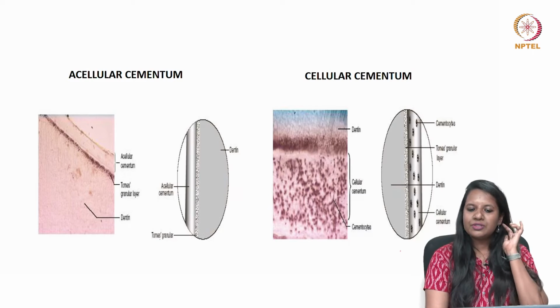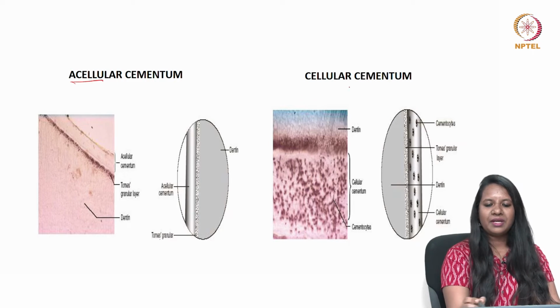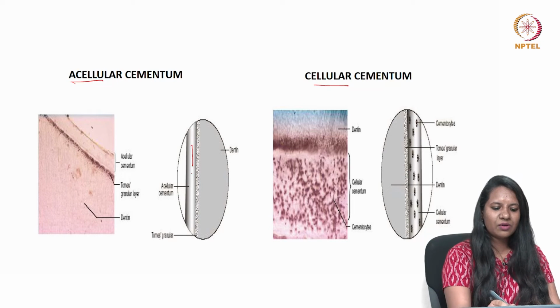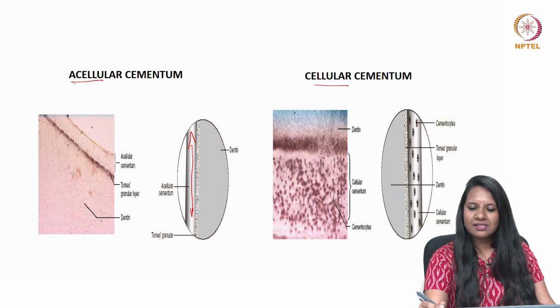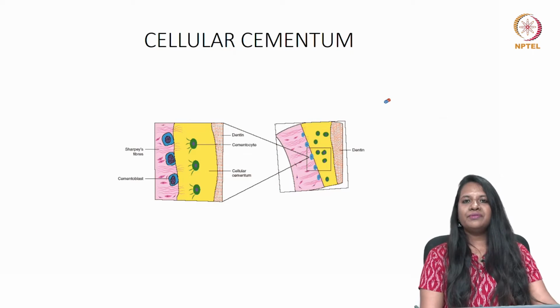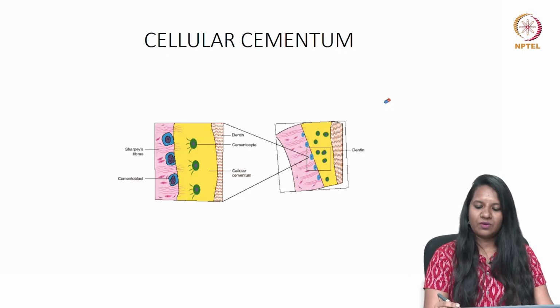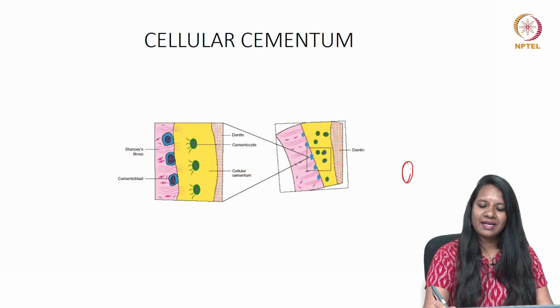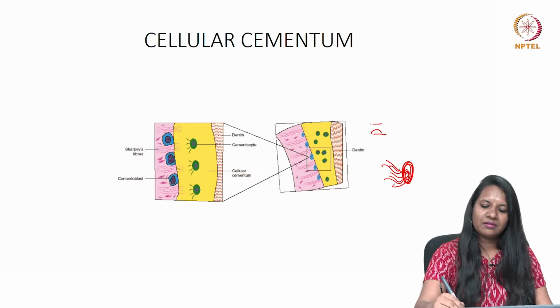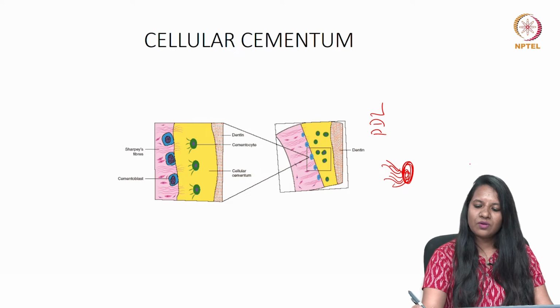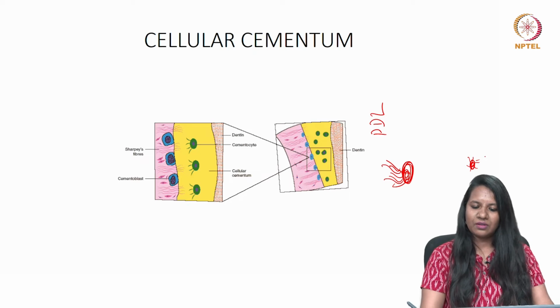So, this is the picture showing you acellular cementum and cellular cementum. In the acellular cementum, there are no cells throughout the cementum, whereas in the cellular cementum, you can see cementocytes. So, how do you differentiate between a cementocyte and an osteocyte? Cementocytes lie in lacunae with the canaliculi radiating towards the PDL, whereas in osteocytes, they radiate throughout all the surfaces.